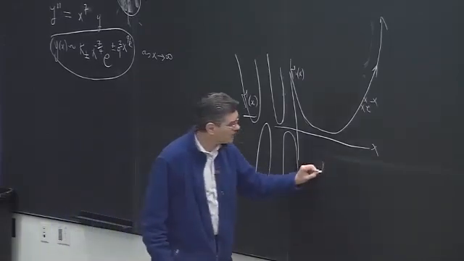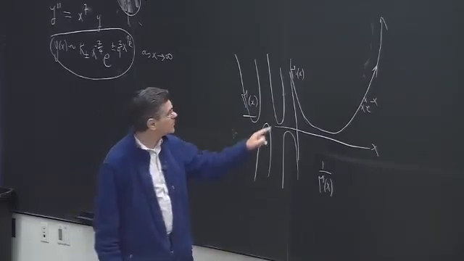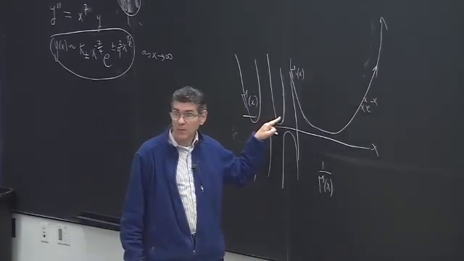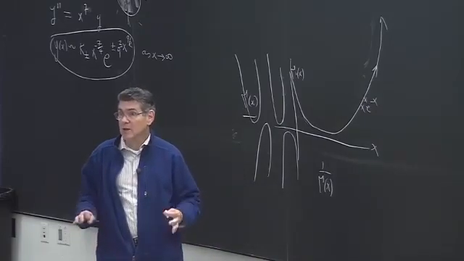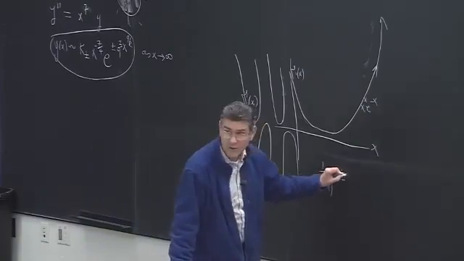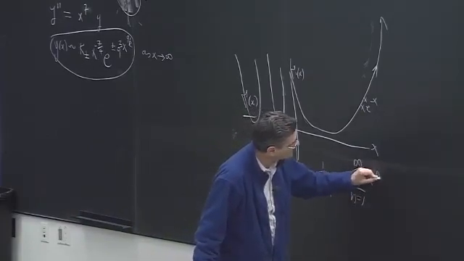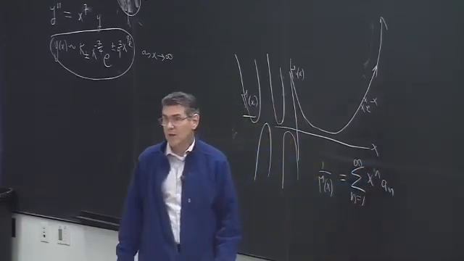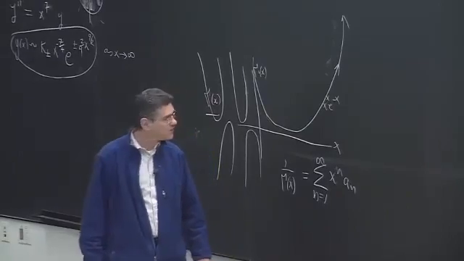Now, 1 over gamma of x is an entire function. Why? Because gamma of x is never 0. So 1 over gamma of x is a nice, smooth, analytic function everywhere. It has no singularities. So it has a Taylor series of the form sum from 1 to infinity, x to the n, a sub n. But what does this Taylor series have to do? It has to represent a function.